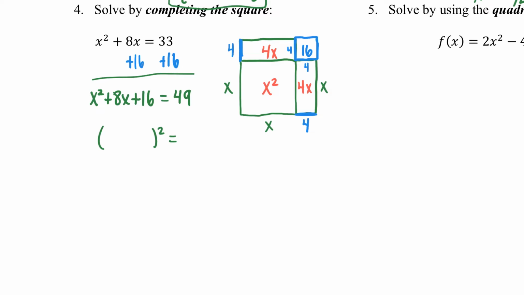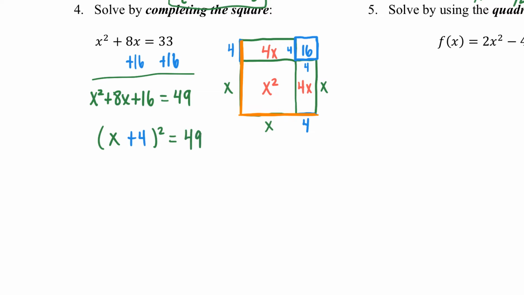All you have to do is look at it and see this orange side right here. What is the length of that orange side of the square? It's the same as this one, and it's x plus 4. So we say, quite literally, that this is just x plus 4. That's what the side length is. And if you square that, you get 49.